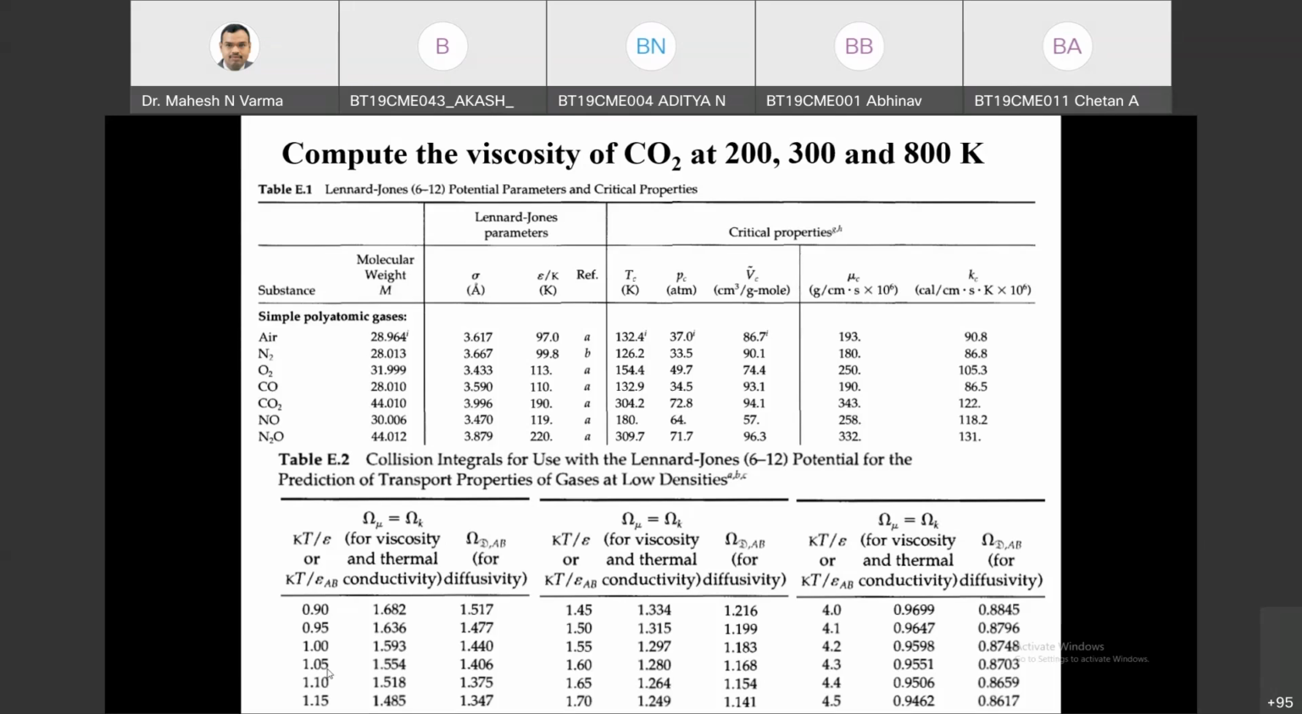So this is the basic mathematical skill you should have. Before you call yourself an engineer, you should have this basic skill.